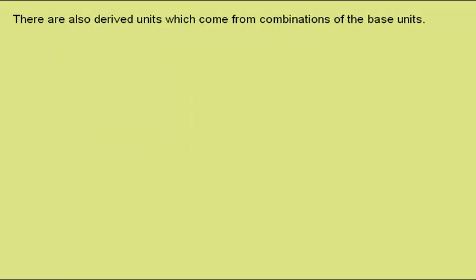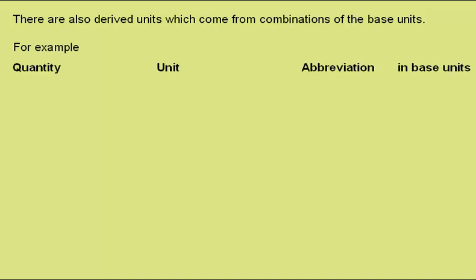There are also derived units, which come from combinations of the base units. I'll run through a few examples by listing them in this table. First, velocity, which is in units of meters per second, abbreviated as ms to the minus 1, and that is already in base units of meters and seconds.